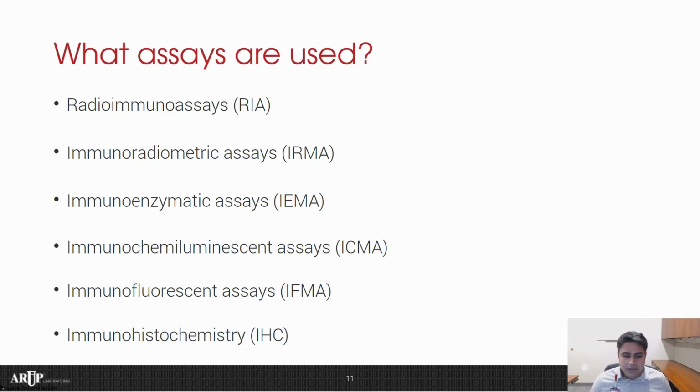The last one on the list is immunohistochemistry. This particular kind of assay is used for tissue tumor markers such as estrogen receptor or progesterone receptors in the context of breast cancer.